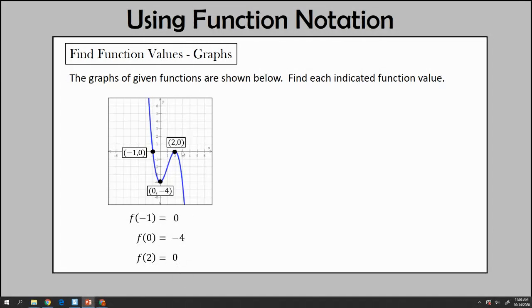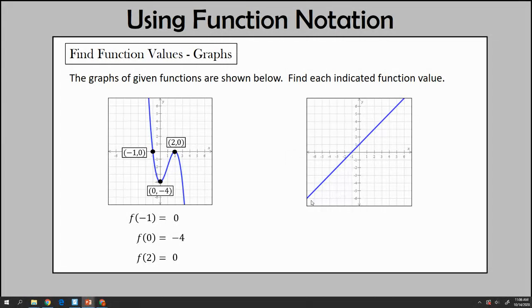So we're just finding the location that represents the x value given, and then the y value that's with it, the ordered pair, is its output. So these are domains: -1, 0, and 2 are domains. 0, -4, 0 are range values.